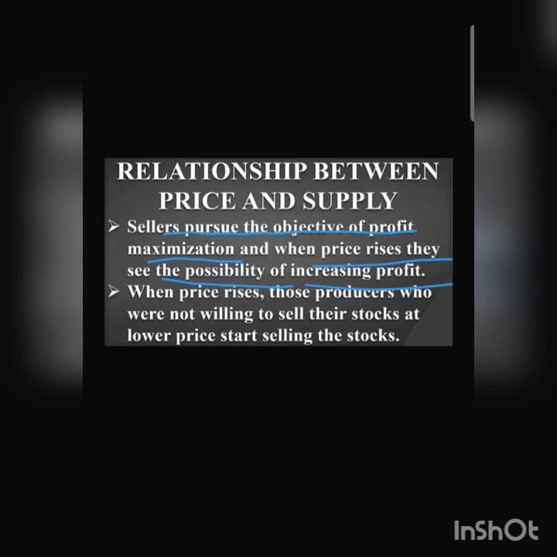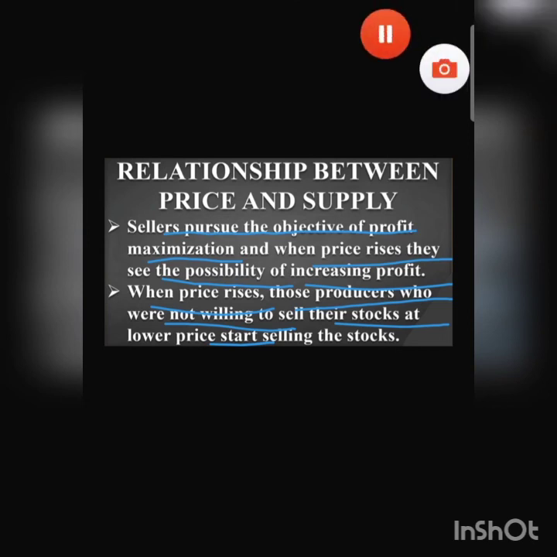So the second point: when the price rises, those producers who were not willing to sell their stocks at lower prices start selling the stocks. Firstly, what is happening? The price is quite low, as the seller thinks they cannot get the proper amount in return, as what they required. So at that time they will not sell that product, and it will remain as stock only. When they think there will be a profit or a price rise in the market and they can get a huge return, after that they will sell their product. At that time that stock becomes the supply.